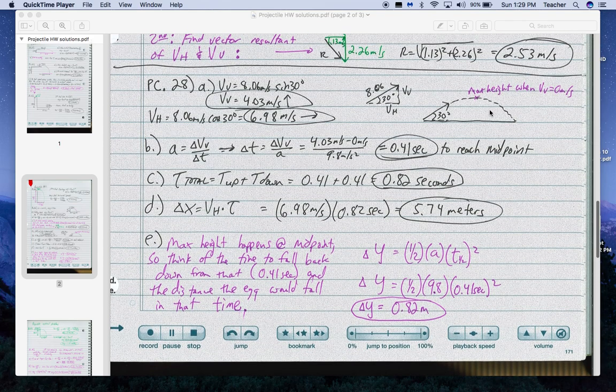For part E, it's asking about the maximum height here. So this happens at the midpoint. You could think about this as rising and think about the initial vertical velocity up and acceleration down. That makes for a more complicated formula. Or we could use our old friend here and figure out the distance that it's falling during the second half of the trip. So the second half of the trip, it's falling 0.41 seconds, and gravity is accelerating at 9.8 meters per second every second. And so that gets us our change in vertical displacement of 0.82 meters, and so that would be the maximum height.